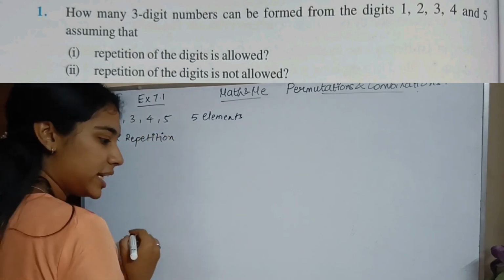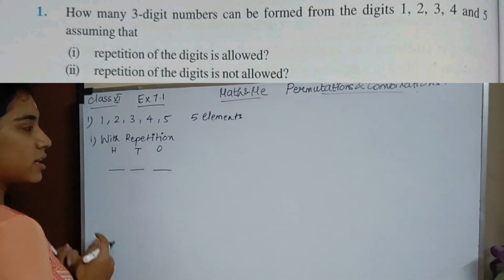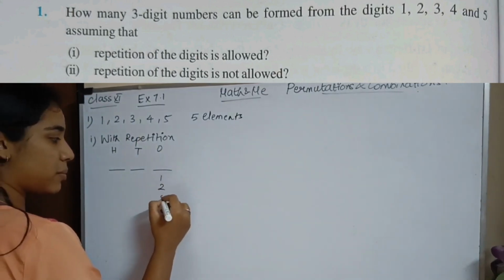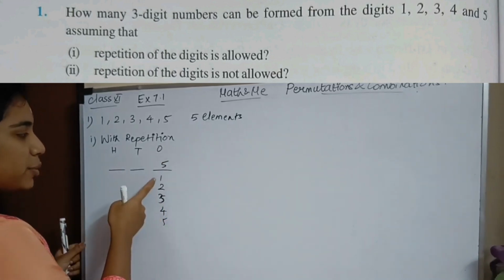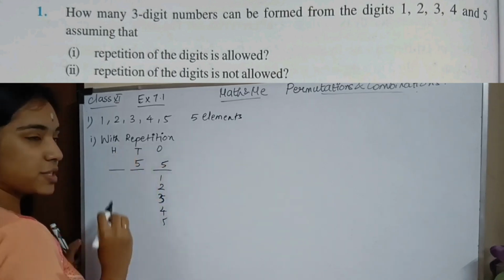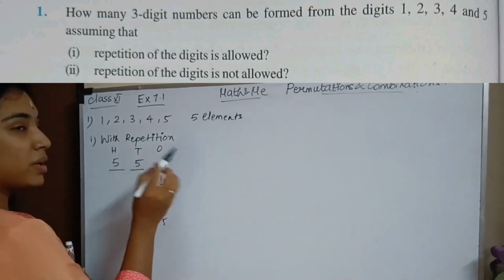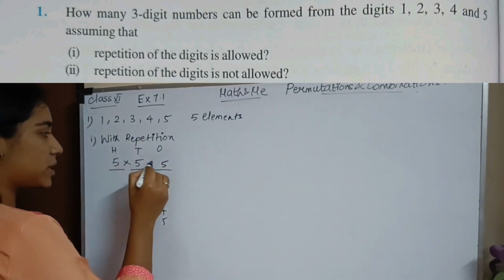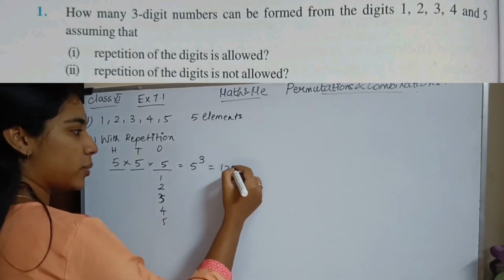So I want a 3-digit number. So there are 3 places: 1's place, 10's place and 100's place. So since repetition is allowed, for the first case I can use all the 5 numbers: 1, 2, 3, 4 and 5. So I have 5 options. Again, if 1 is used here, I can again use the 1 here even if it's used here. Correct? So I have 5 options for the 10's place. And again I have 5 options for the 100's place. So basically, I need 3 places. For the 3-digit number, I want the 1's place and the 10's place and the 100's place. So it will be the product of them. Okay? So it will be 5 cube, which will be 5 into 5 into 5, 125.